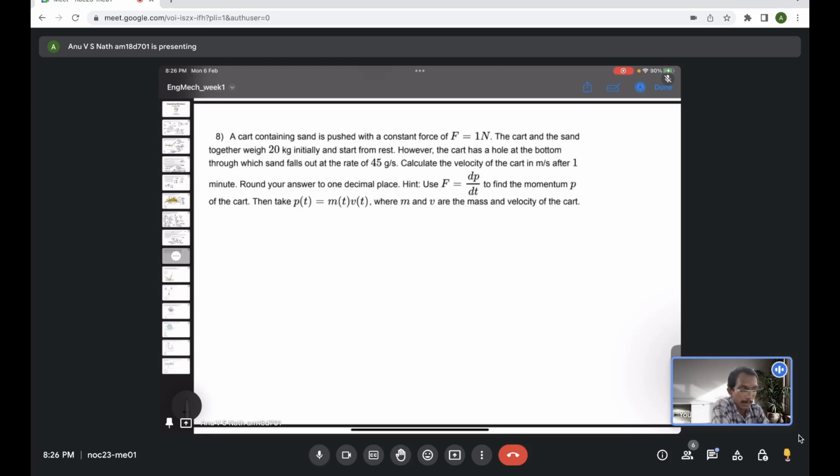So basically we have a system which consists of a cart filled with sand, and this entire system is pushed with a constant force, which is 1 Newton. Now during the process, because the cart has a hole, a leakage, the sand will leak through it at 45 gram per second. So with time, you can expect the mass of the entire system is getting reduced. As a result, the mass will be a function of time, and its velocity will also be a function of time. You just need to evaluate what its velocity is after 1 minute.